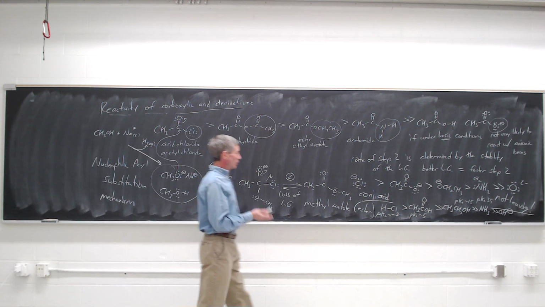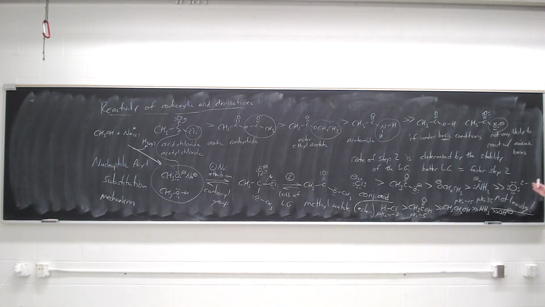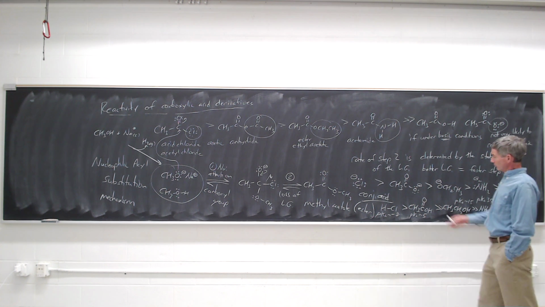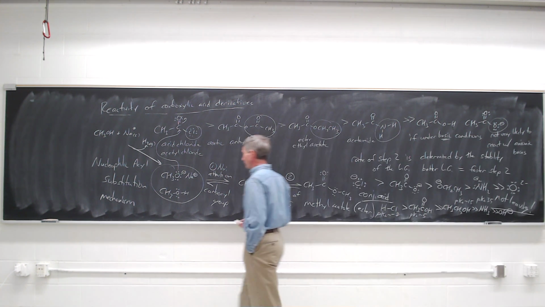So if we know the pKa value of the conjugate acid from our leaving group, stability tracks with acid strength. The stronger the acid, the better the leaving group. So we can explain the reactivity of the different derivatives by looking at leaving group ability. So that's the rate of step 2.